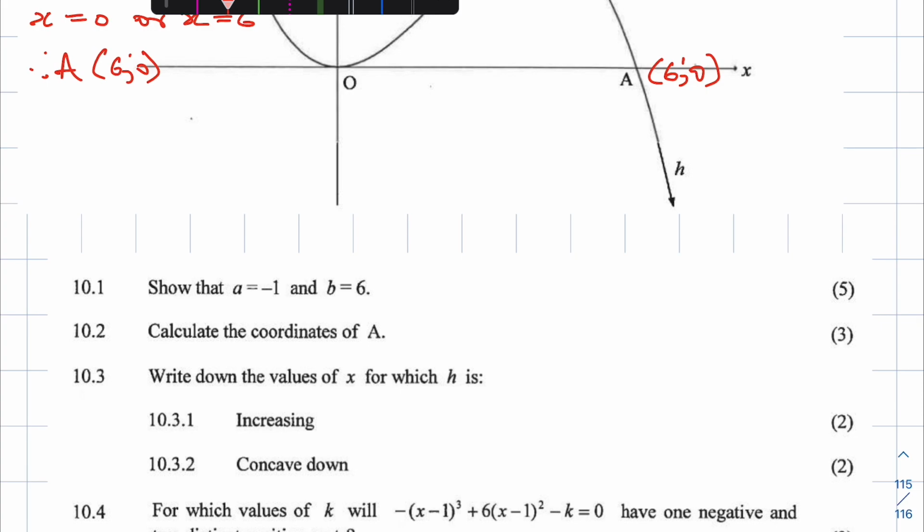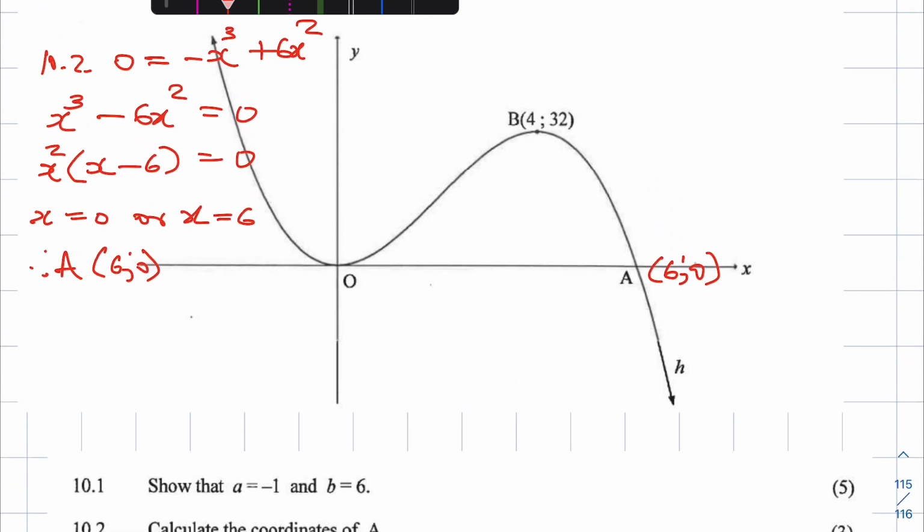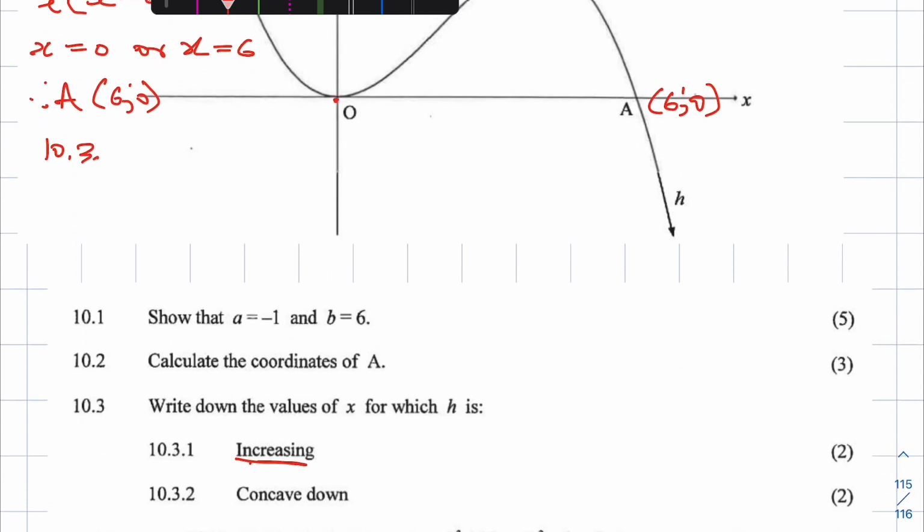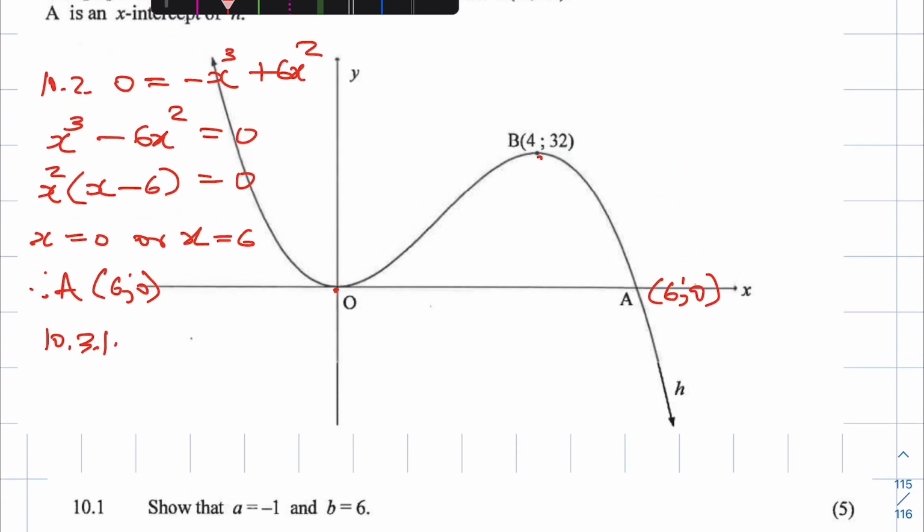Write down the values of x for which h is increasing. So where is h increasing? From this turning point up until we get to 4. So 10.3, that is question number 1, that's 10.3.1. So x is an element of, remember this is 0, 0. Where is this function increasing? It is increasing in this interval from 0 up to 4. So it is increasing when x is 0 up to 4.